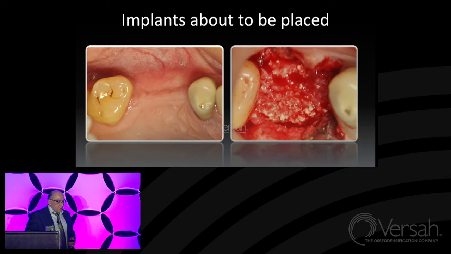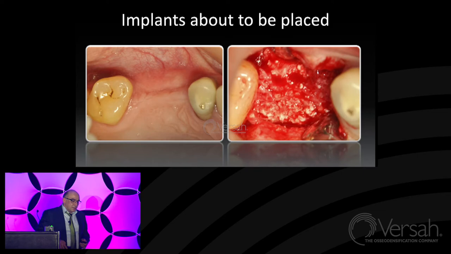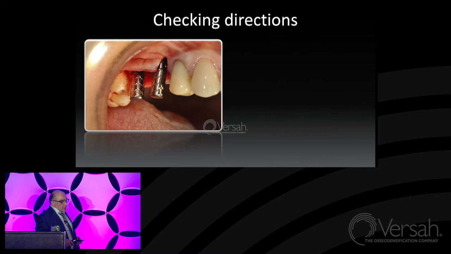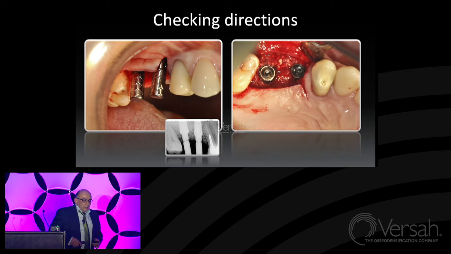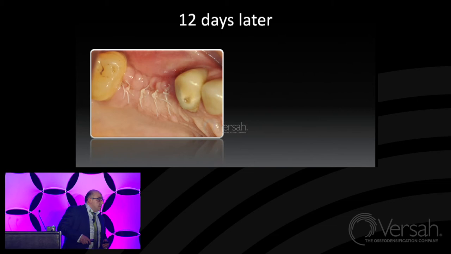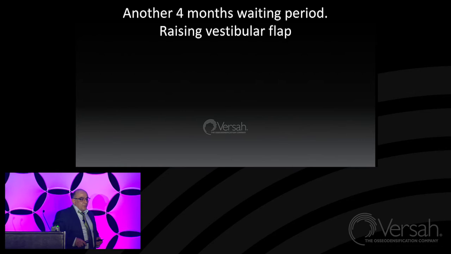And going to the second stage surgery, so we raise the membrane and place our implants. Look at this. We place the implant, attach the direction guides. See that it's fairly parallel. Here it is. And place the cover screws and suturing the flaps. Twelve days later, we take out the sutures and wait for some 4 months until the other stage.